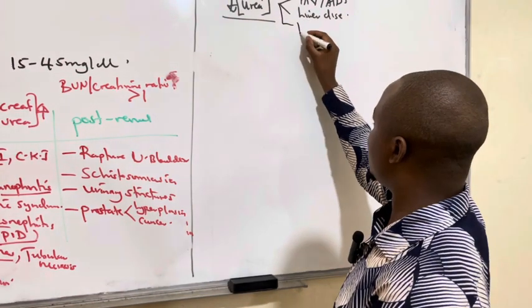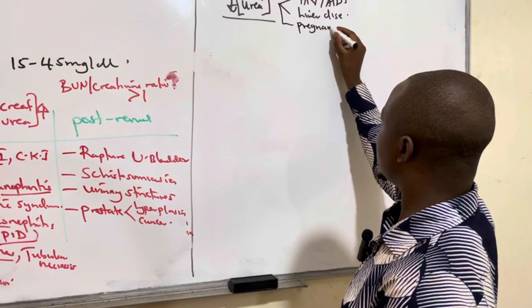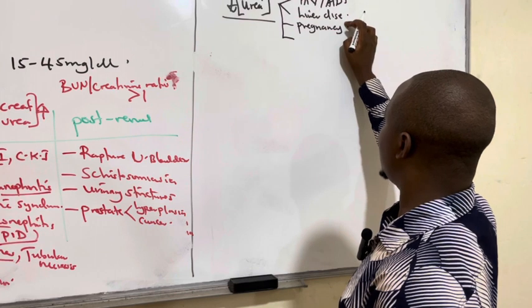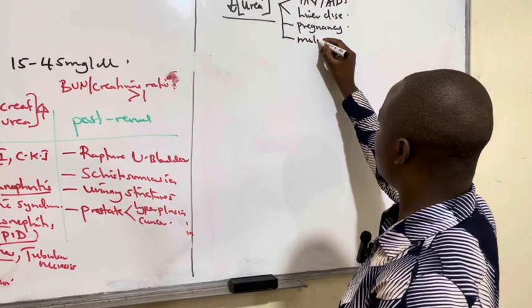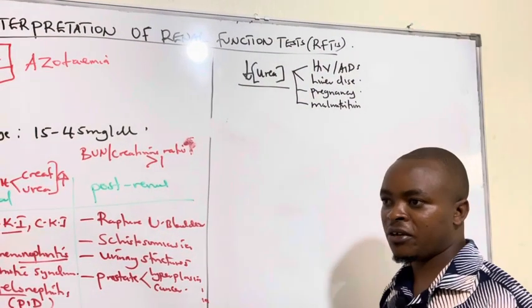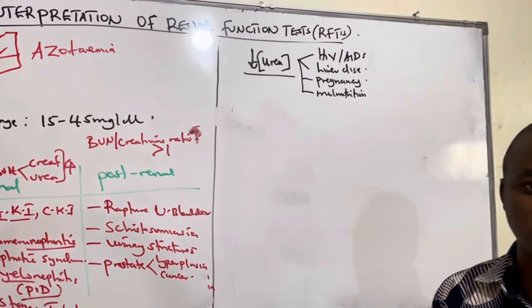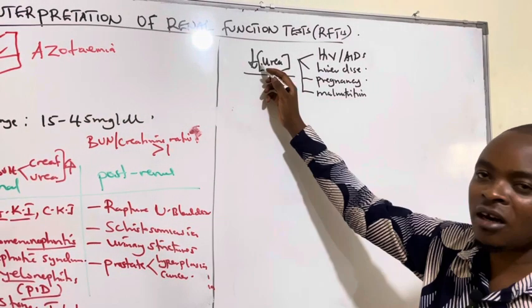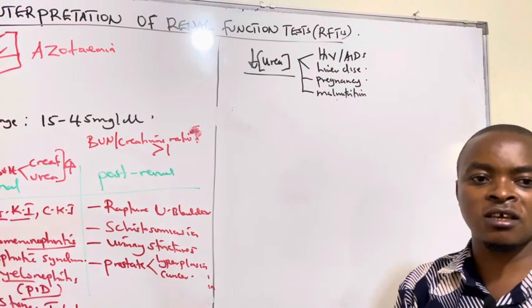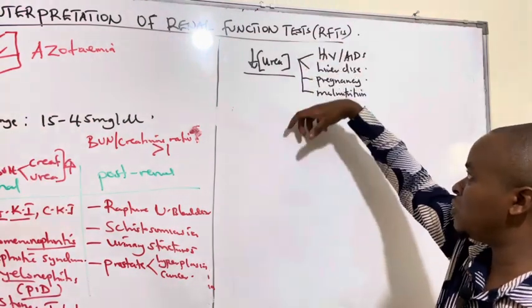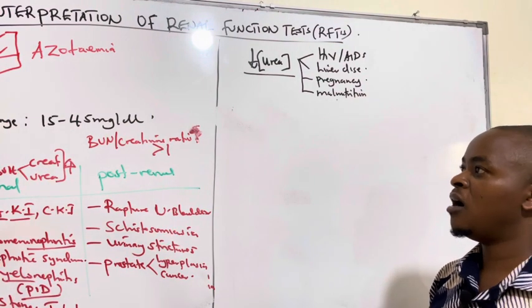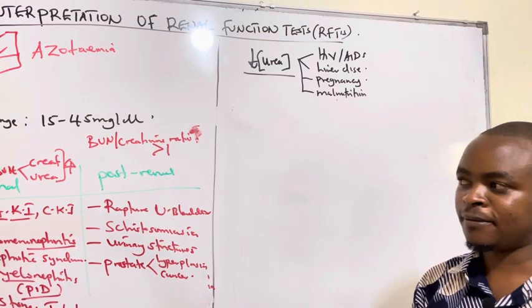We also see this in pregnancy, and in liver disease, and we can also see it in malnutrition. Whenever you are taking food without protein for so long, we cannot have urea. So malnutrition, especially taking food lacking protein, can also result in reduced urea levels. So this is what we can talk about under creatinine and urea.